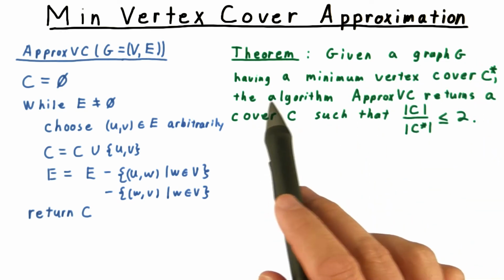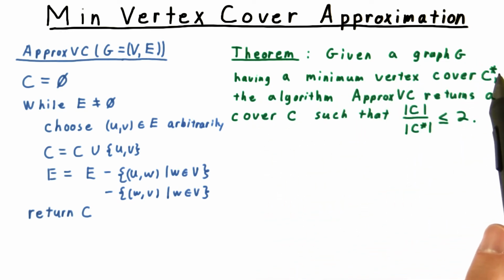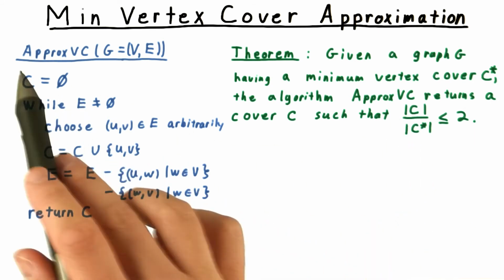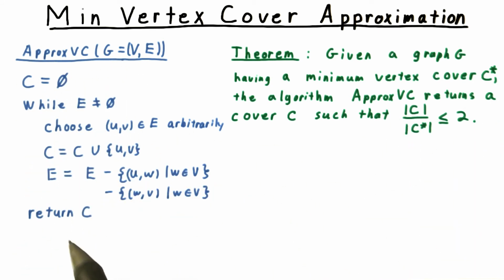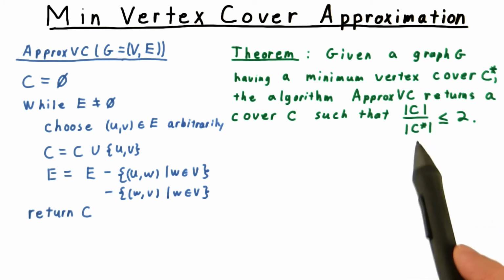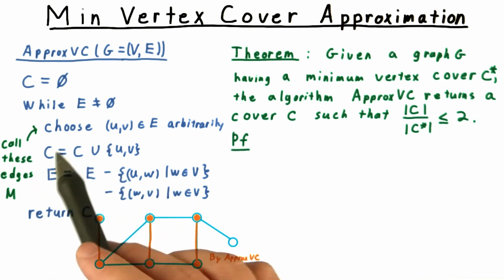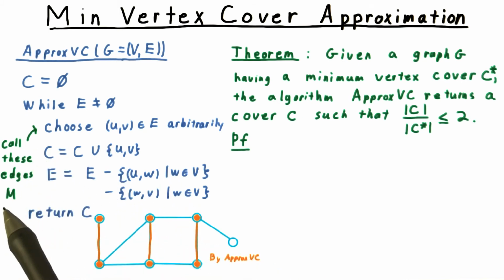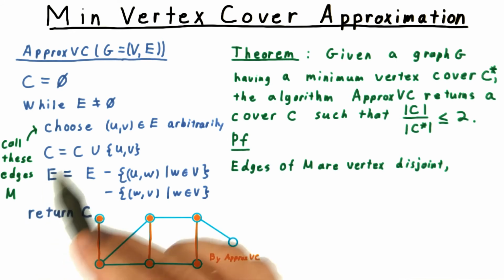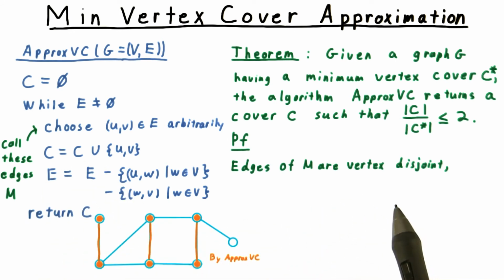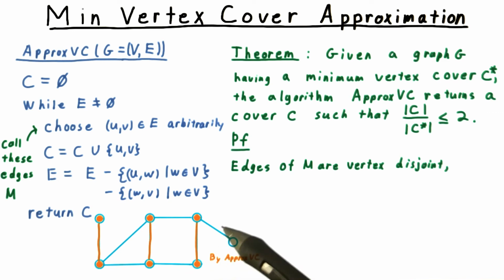Given a graph G having a minimum vertex cover, say C star, the algorithm Approx-VC returns a cover C such that the ratio between the cover that it returns and the optimum one is at most 2. To prove this, it's useful to consider the set of edges chosen in this line here. We'll call this set M. We use M here because this set is a maximal matching. It pairs off vertices in such a way that no vertex is part of more than one pair. In other words, this set of edges must be vertex disjoint.